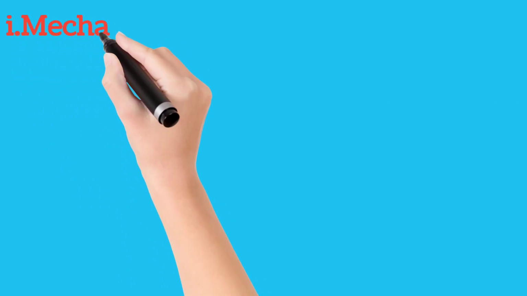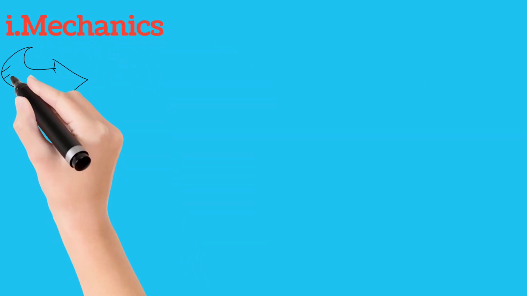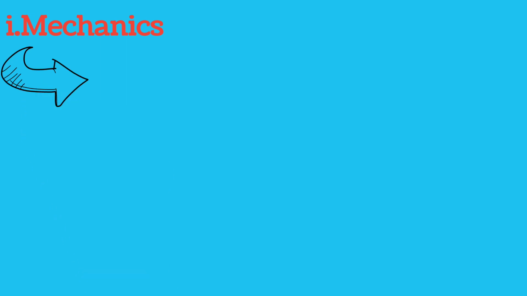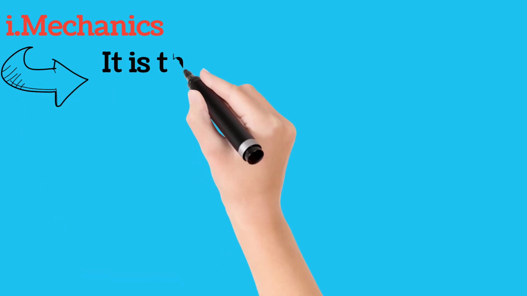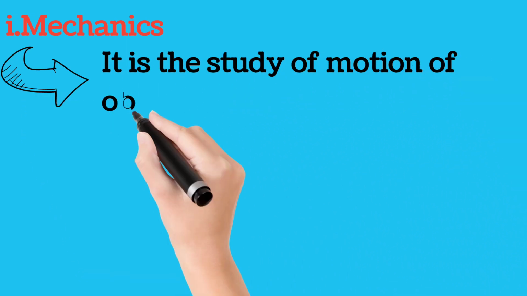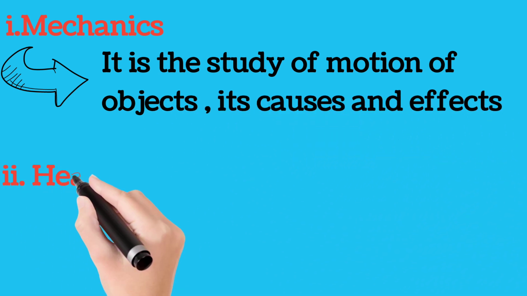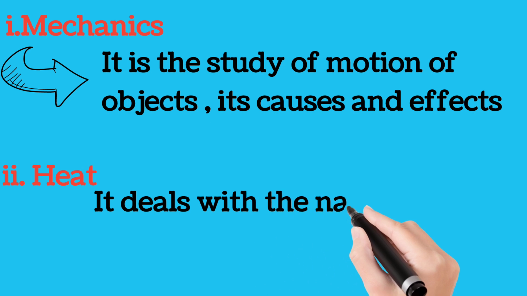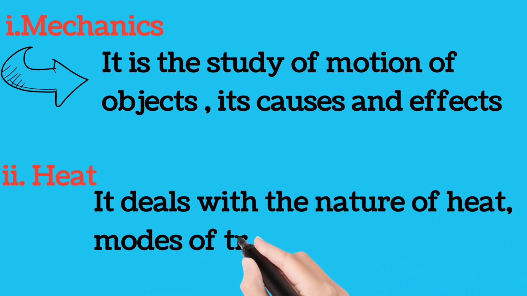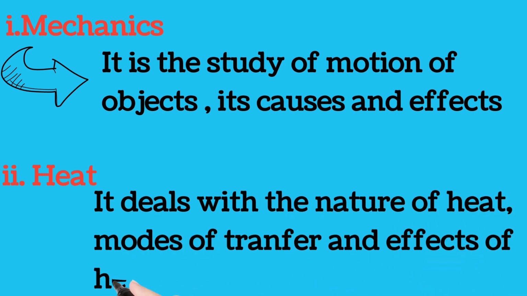Number 1, mechanics. How can it be defined? It is the study of motion of objects, its causes and effects. Number 2, heat. It deals with the nature of heat, mode of transfer and effect of heat.